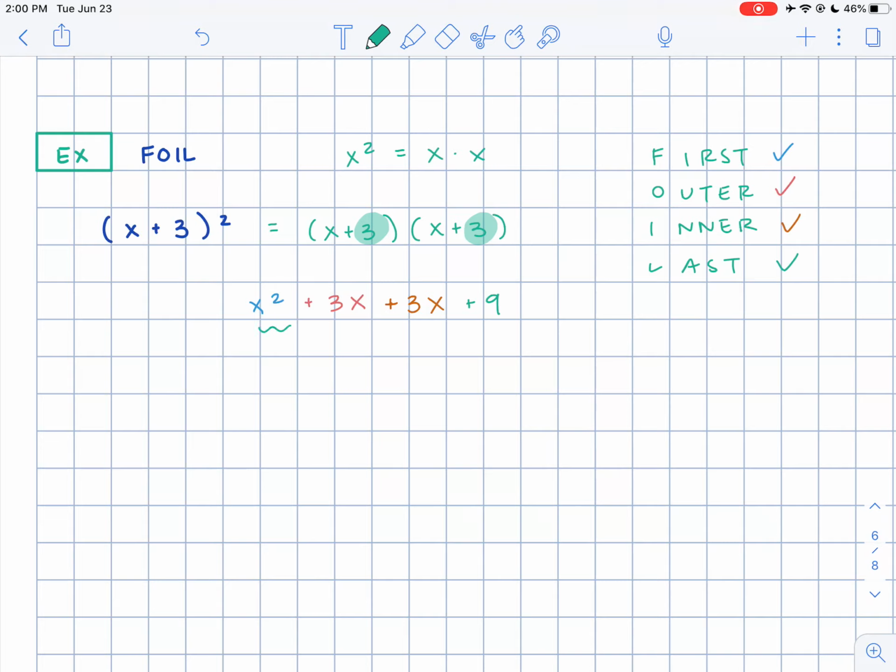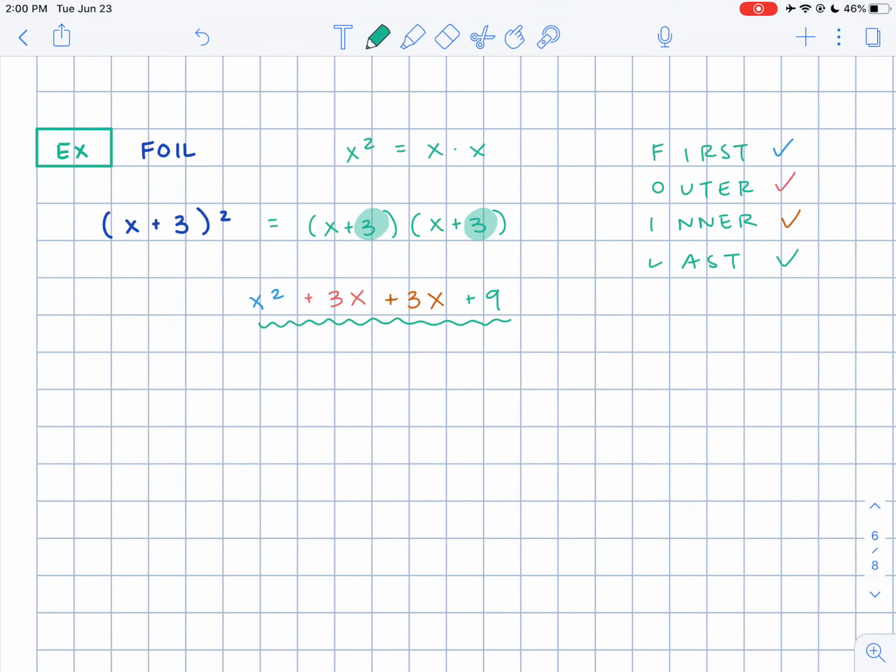Now we need to simplify. We can't just leave our answer like this. We have to get in the habit of simplifying our answers. And again, this just goes back to adding and subtracting polynomials. X squared. There's no like terms, so we'll leave it alone. 3x and 3x, these are like terms, so let's combine them.